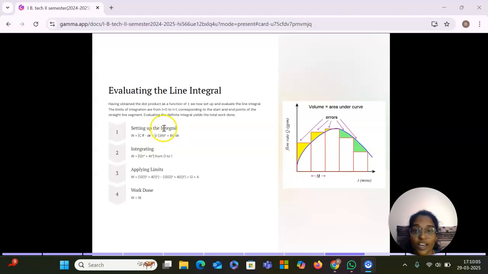See, 36t squared: we keep 36 outside as it is constant, and the integration of t squared is t cube by 3. 3 into 36 divided by 3 is 12, and 8t integrates to 8 into t squared by 2. 8 by 2 into t squared is 4t squared. So we are just applying the upper and lower limits. First we apply the upper limit, and the lower limit becomes 0. So 12 plus 4 is 16.